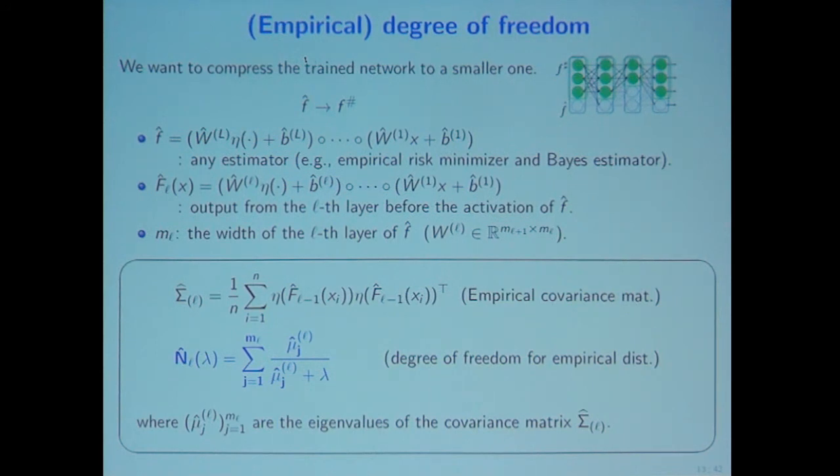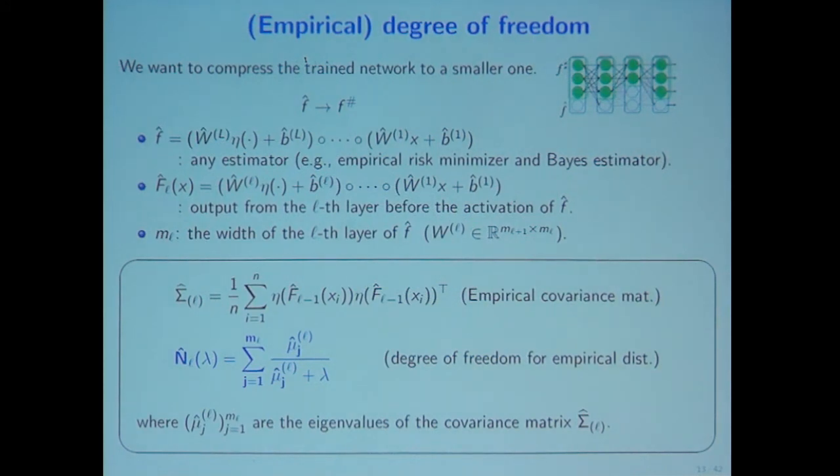Using this notation, we can define the covariance matrix of the output of the l-th layer. Here, eta is an activation function. Eta of f hat l minus 1 of xi is an m_l dimensional vector, so the covariance matrix is an m_l times m_l covariance matrix. We calculate the eigenvalues of the covariance matrix, denoted by mu hat j,l. Mu hat j,l is the j-th largest eigenvalue of the covariance matrix. Using the eigenvalues, the degree of freedom is defined like this.